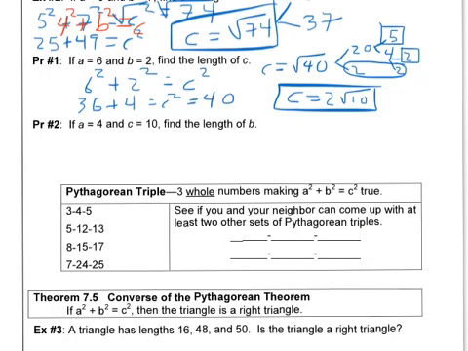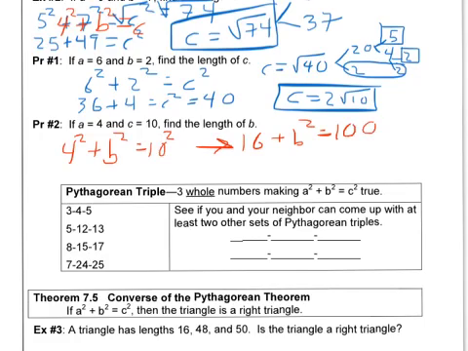Sorry, I don't know what happened there. Let's try that one more time. 4 squared plus B squared equals, not C squared, but 10 squared. So we could write that that's 16 plus B squared equals 100. And then we could subtract 16 from both sides. And we would get that B squared equals 84. Square root. So we would have B equals the square root of 84.